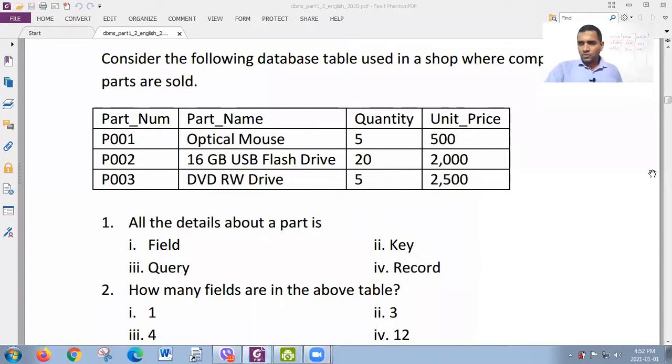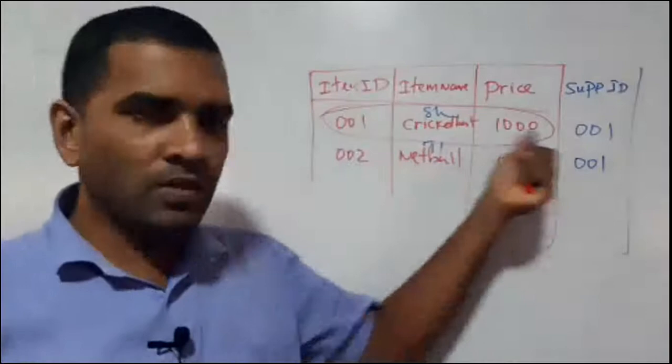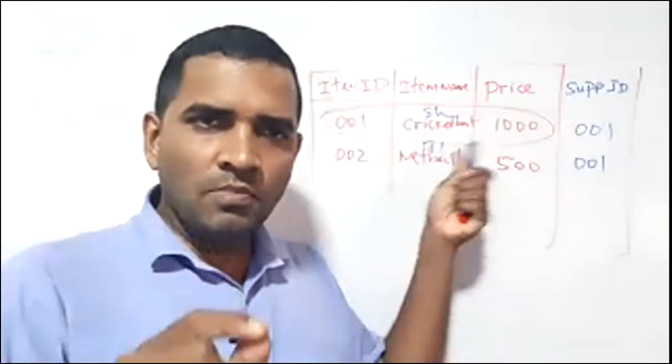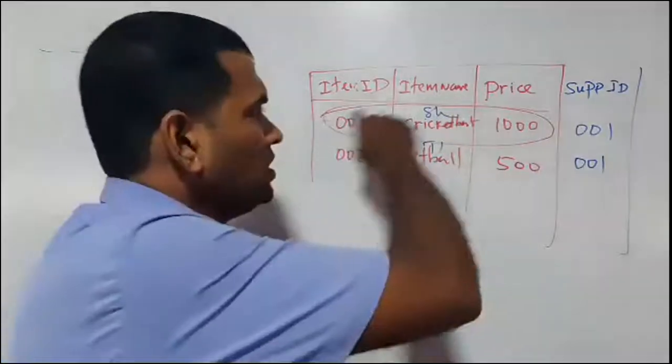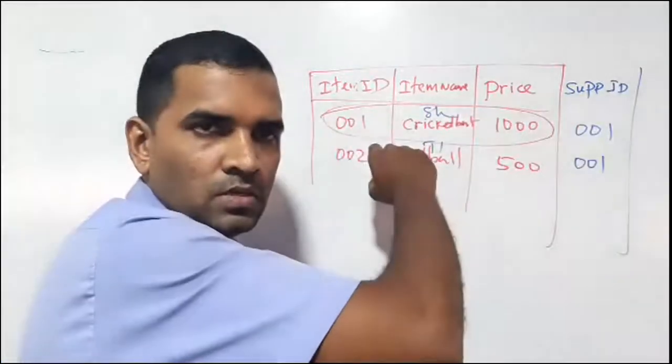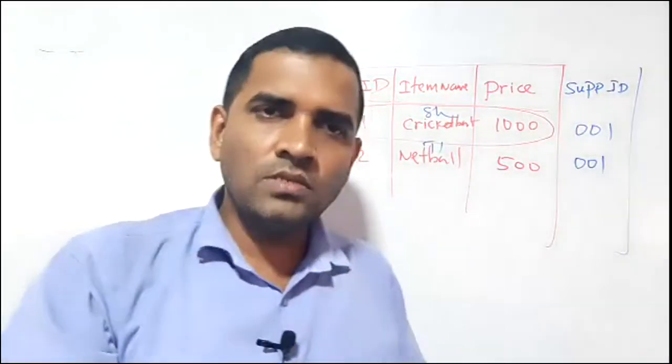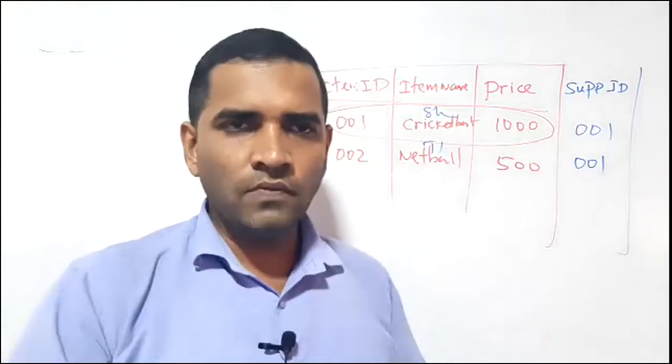Record. Look here. Even in the previous year, we had the same question, right? Have a look at the question. Data about one sport item. So where is that sport item? It is in the first record. Questions are the same, but the scenarios are different.